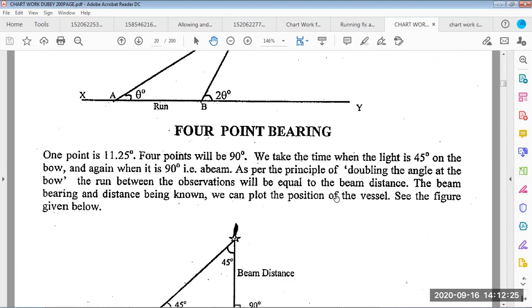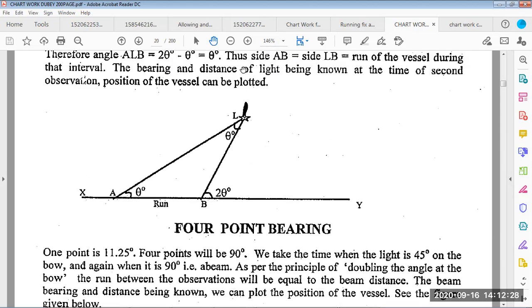Even in doubling the angle, sometimes you can get the pass beam distance, or the beam distance is given. You have to either find it out or it is given.